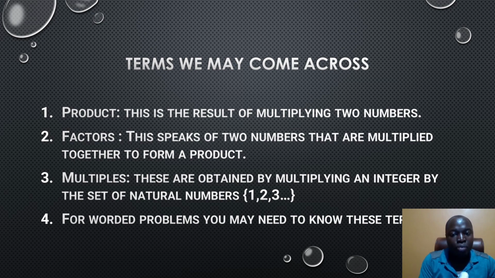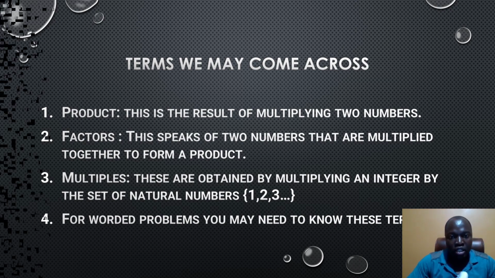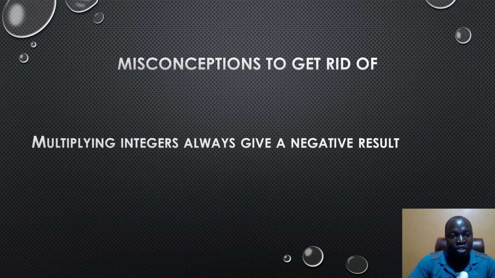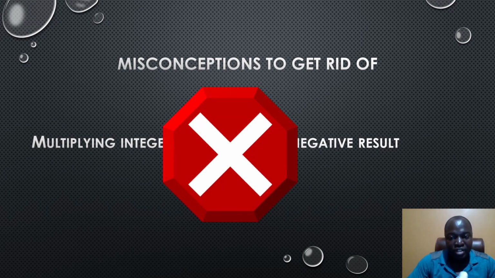Now, for worded problems, it is good that you have a good knowledge of these terms. We're going to check out the number line in a few minutes, but first let's look at misconceptions that we might need to get rid of. This time I have just one, and that is that multiplying integers always gives a negative result, and there might be some persons who think the contrary, that you always get a positive result. Now throw those out and pay attention. Get rid of them.